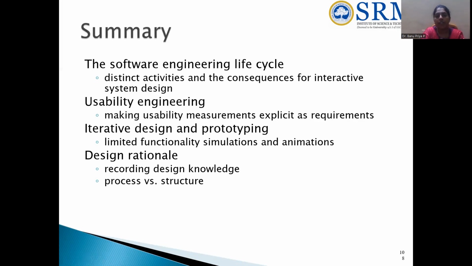Finally, what is software engineering? It is distinct activities and consequences for interactive design. It is usability. Usability measurements are explicit requirements. For interactive design and prototyping, we should have limited functionality, simulations, and animations. Design rationale is of two types: process-oriented and structure-oriented.